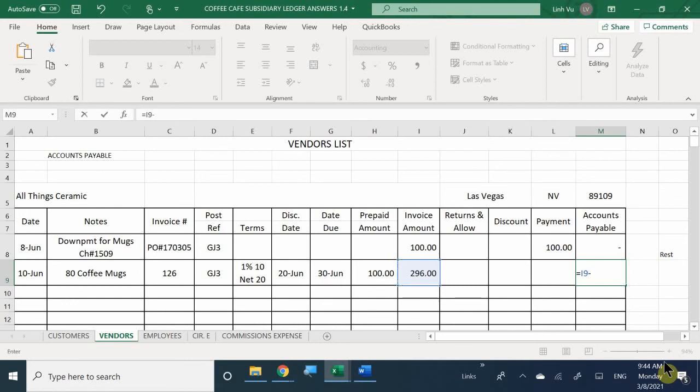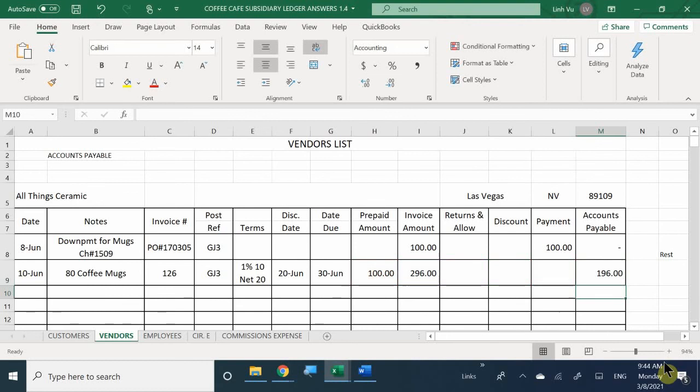But I've also made a down payment. I made a prepaid account or a down payment, so that should decrease my invoice. We didn't make any returns, we didn't get any discounts, and we didn't pay anything. So then my bill should be reflecting as $196. So that's how I utilize my table.